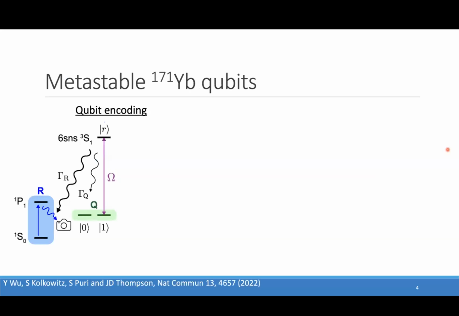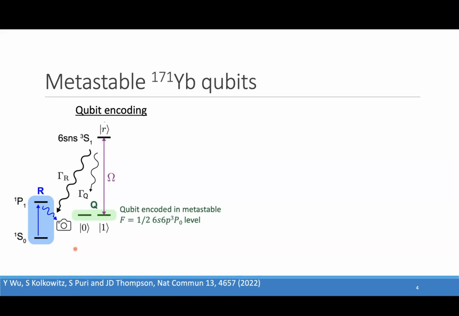Okay, so let's get down to the specifics of the system we're going to be studying. So this is a very simplified energy diagram of ytterbium-171. And it has a lot of energy levels, but we're going to ignore most of them. It has this ground state manifold. There's actually multiple states down here, and you can encode a qubit down here if you want to. And this is an approach that's been used in the past. But it also has this metastable energy levels over here. And we're going to choose to encode our qubit in this metastable energy level.